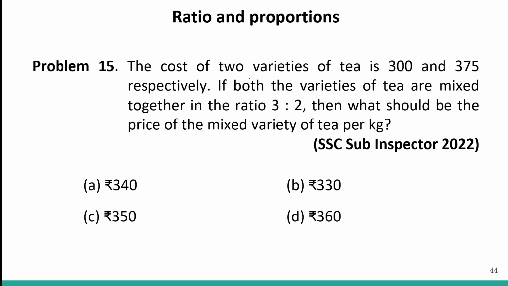So the cost of two varieties of tea is 300 and 375 respectively. So if both the varieties of tea are mixed together in the ratio 3 is to 2, then what should be the price of the mixed variety of tea per kg?